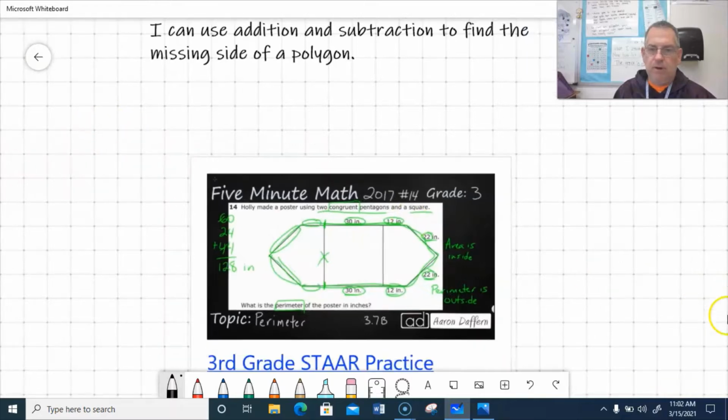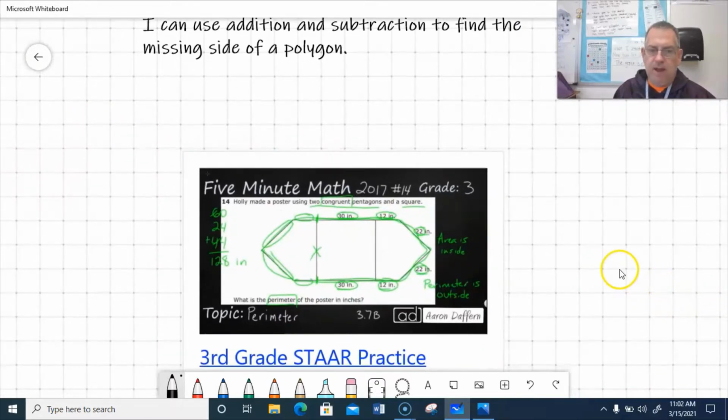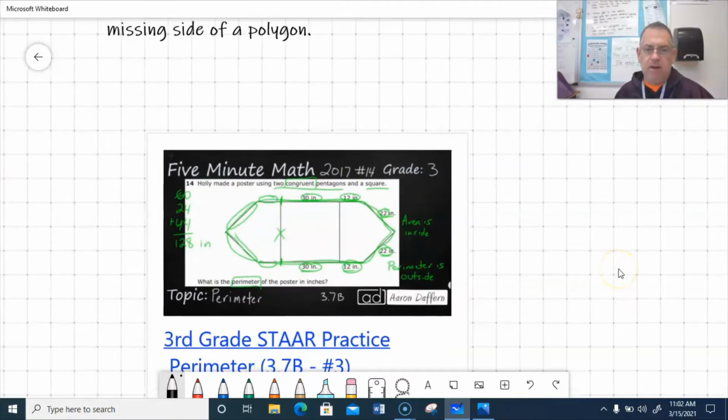This is one of the trickier perimeter questions they ask on the STAAR test. This question right here is from the 2017 STAAR test, and Aaron's going to talk us through how to figure out what these missing sides are and figure out what the perimeter of that polygon is. So let's get ready and watch this video.